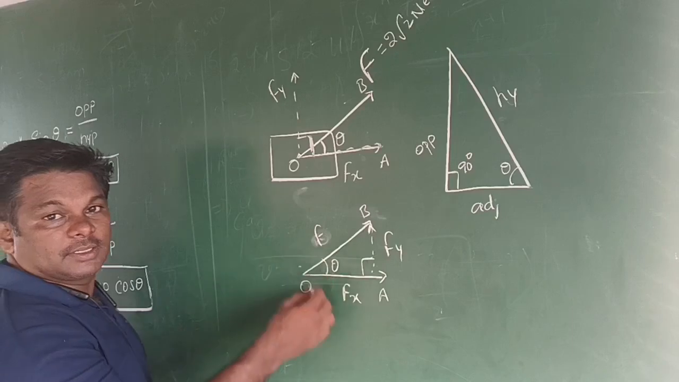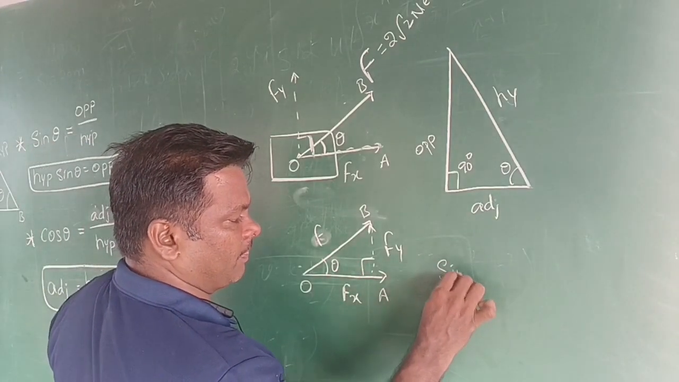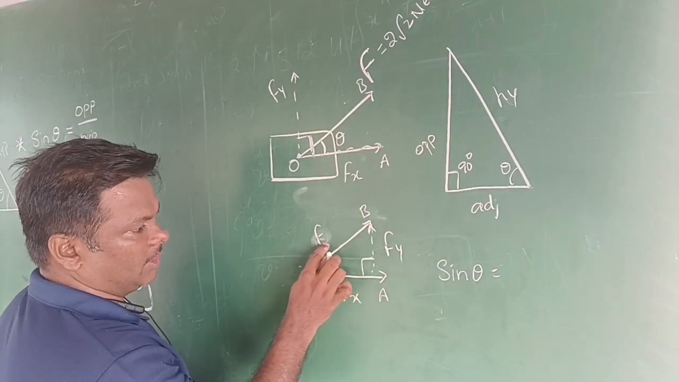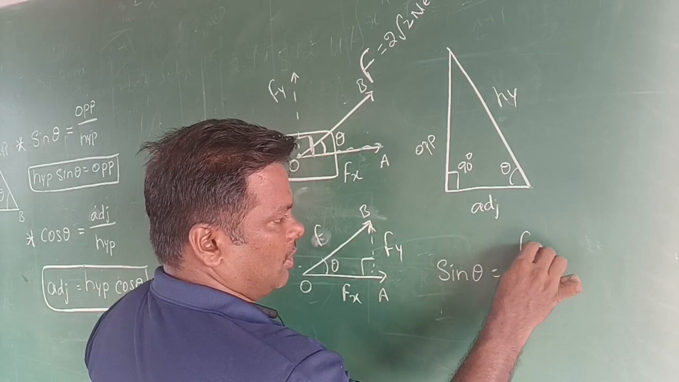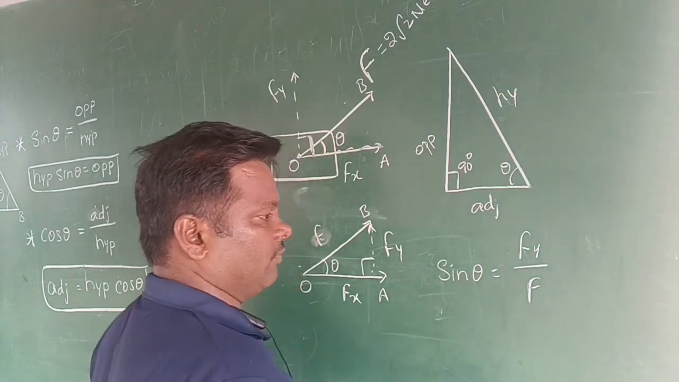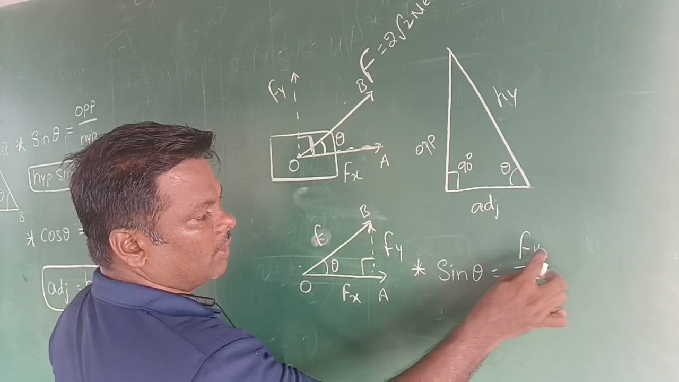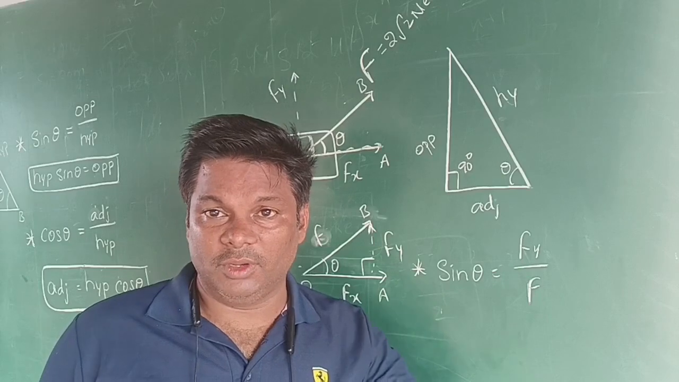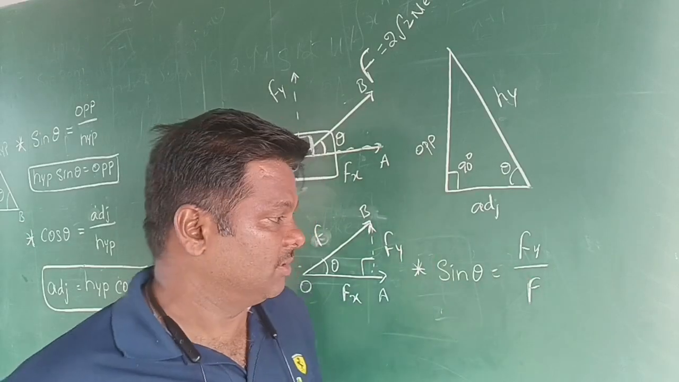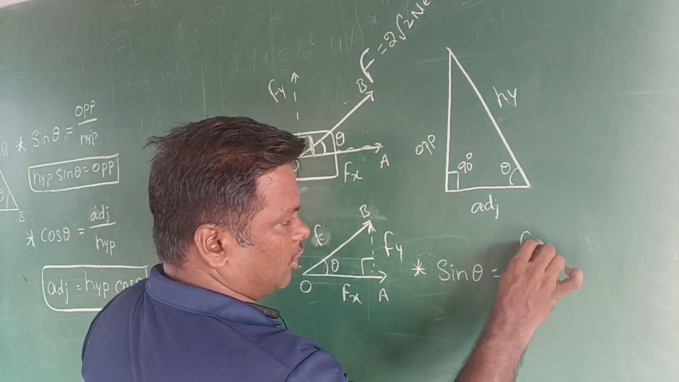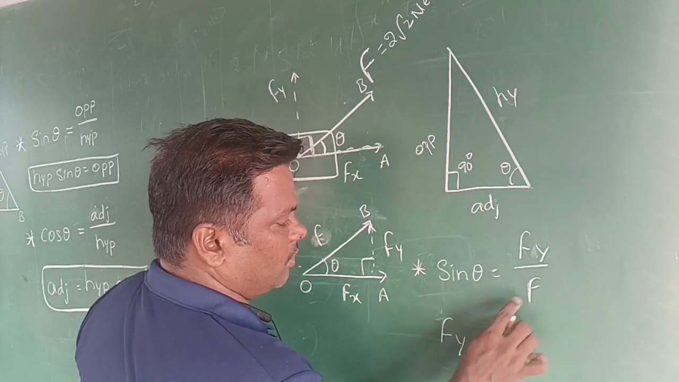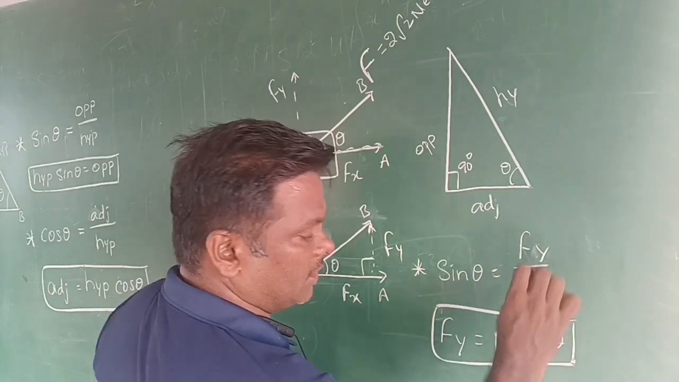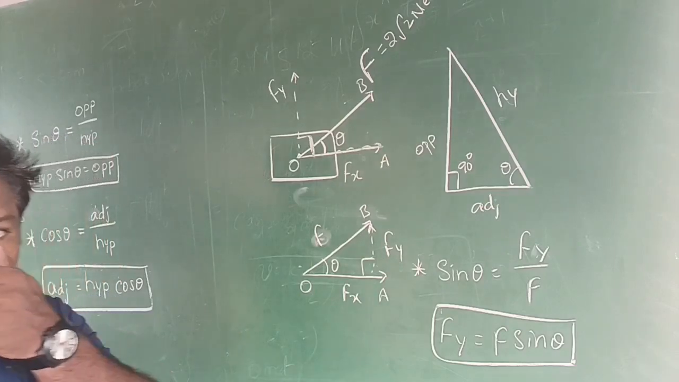From this, what is sine theta? From our previous knowledge, sine theta is equal to opposite side by hypotenuse. So Fy by F. So what is the value of Fy? Now we are getting the force acting along the y-axis. What is Fy? Force acting along the y-axis. That is equal to force into sine theta. Fy is equal to F sine theta.